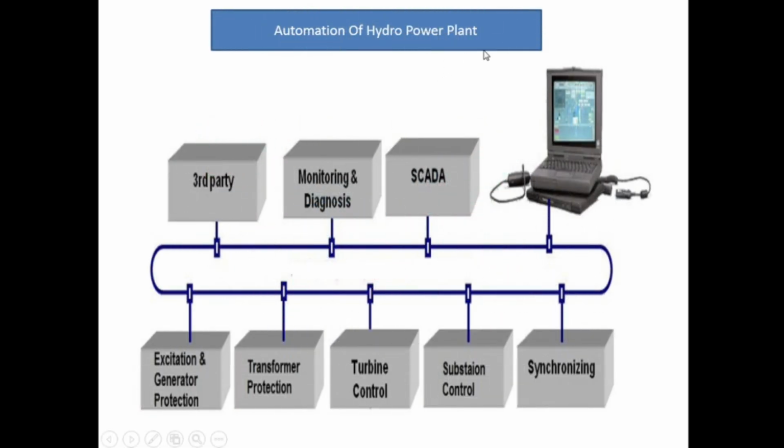Automation of a hydropower plant. It includes SCADA, monitoring and diagnosis, third party, excitation and generator protection, transformer protection, turbine control, substation control, synchronizing. I will make a separate video on automation, in which I will discuss automation in detail.